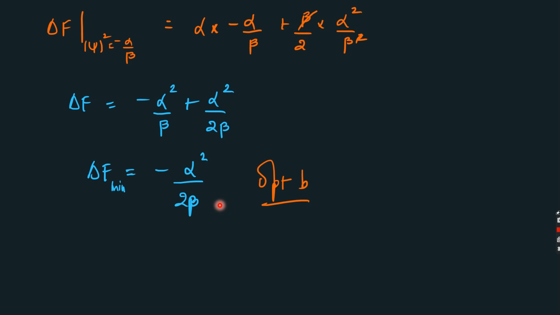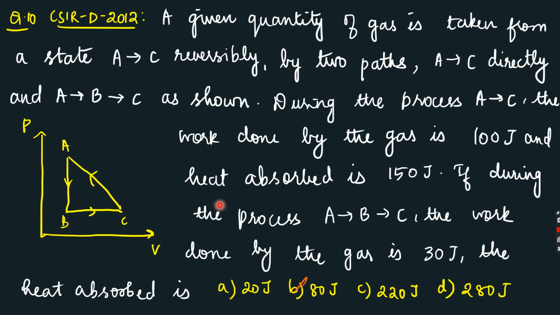Okay, so let us see the 10th question from CSIR December 2012, and here a quantity of gas is taken from state A to C. Okay, it is taken from state A to C by two paths: directly from A to C or from A to B to C. Okay, there are two ways. It can either go from A to C directly or from A to B to C.